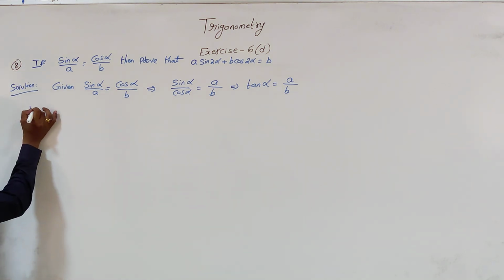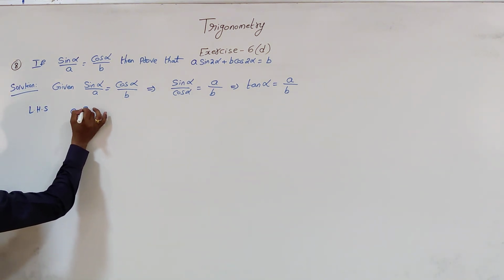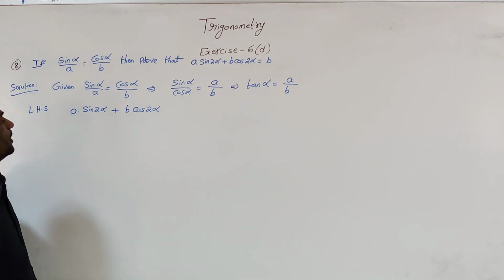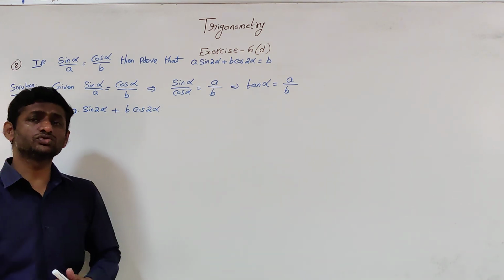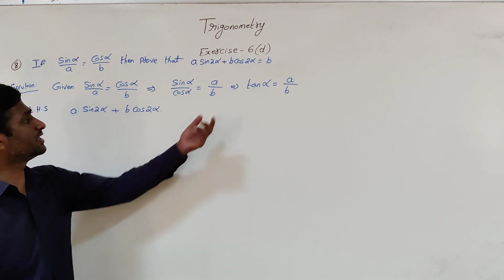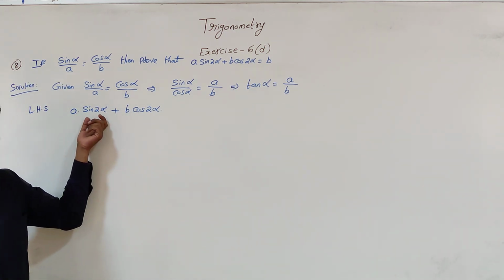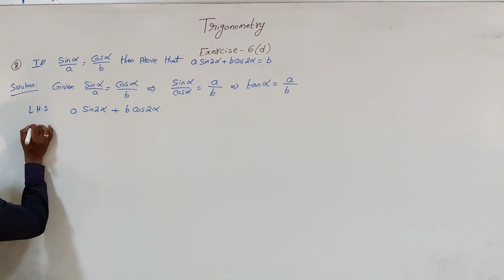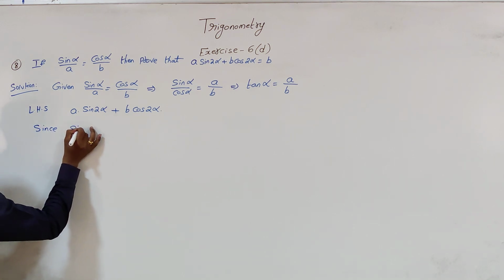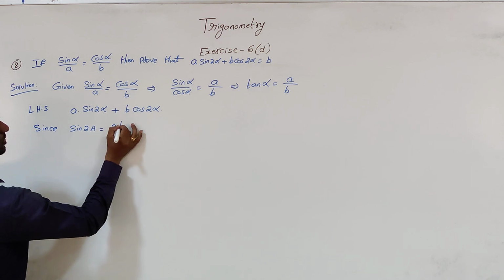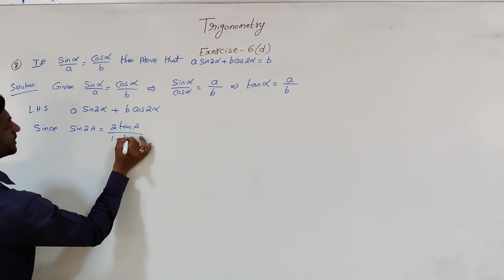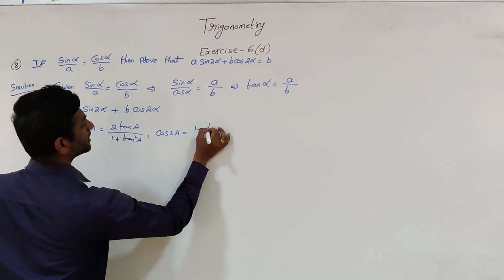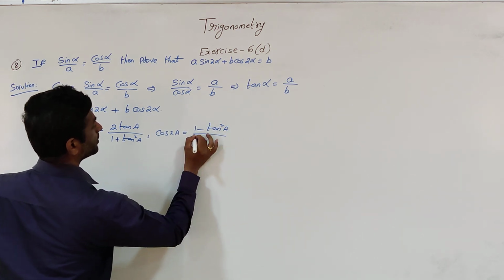Now taking the LHS, A into sin 2 alpha plus B cos 2 alpha. But what is sin 2 alpha? It is 2 sin alpha cos alpha. But the value is given in terms of tan, and we know how to write it in terms of tan. Sin 2a is 2 tan a by 1 plus tan square a, and cos 2a is 1 minus tan square a by 1 plus tan square a.